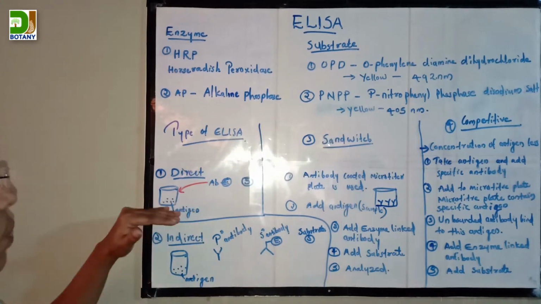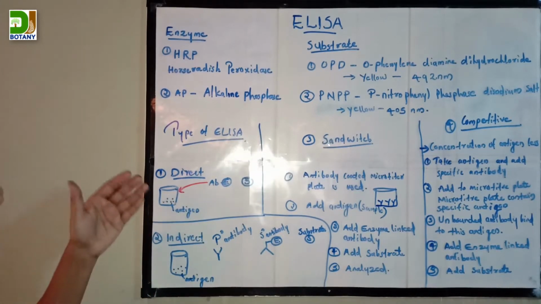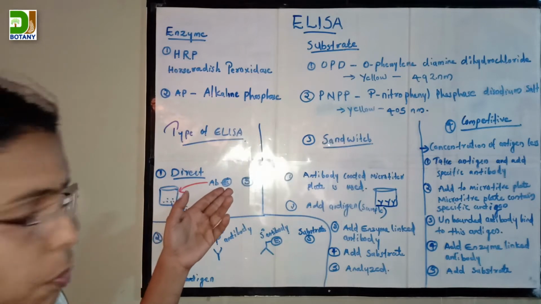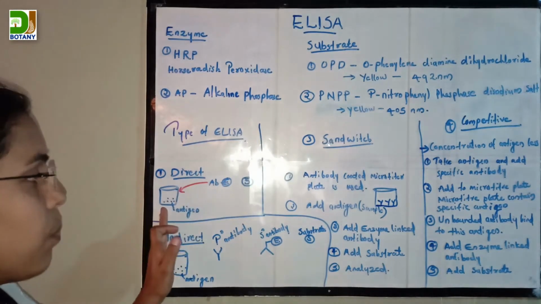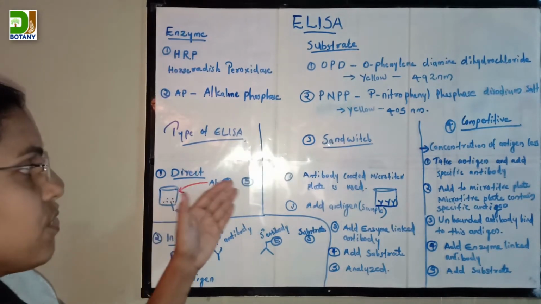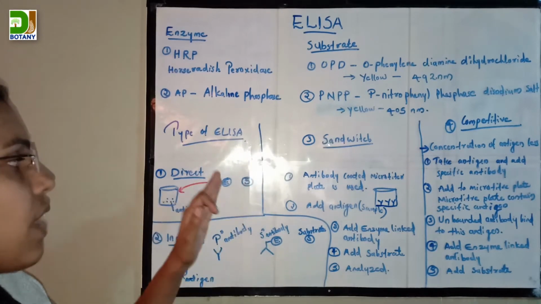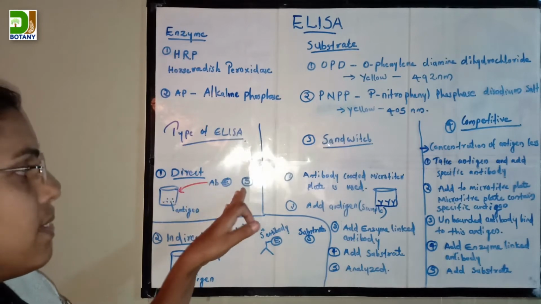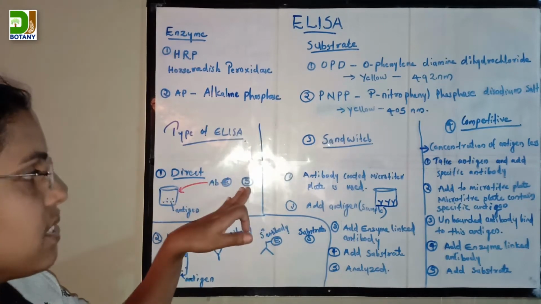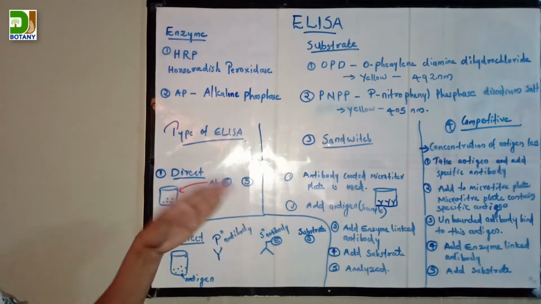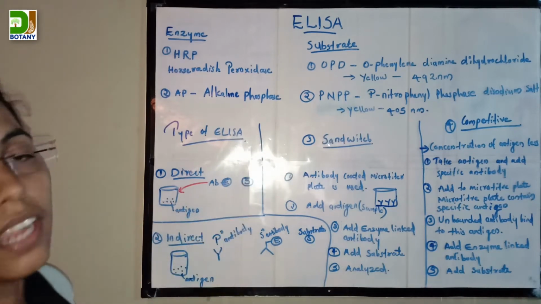That means first we use an antigen-containing sample. To this sample we add an enzyme-linked antibody. Then it forms an antigen-antibody complex. To this complex we add a specific substrate. This substrate reacts with the enzyme to form an enzyme-substrate complex. This complex leads to the color of the sample. Then this color is determined with the colorimeter.